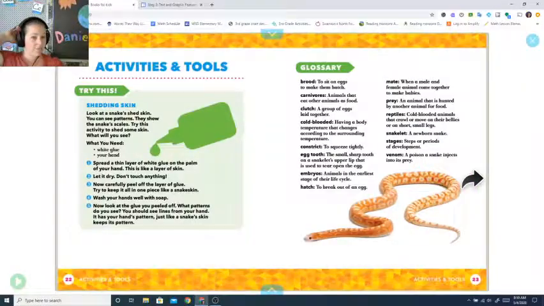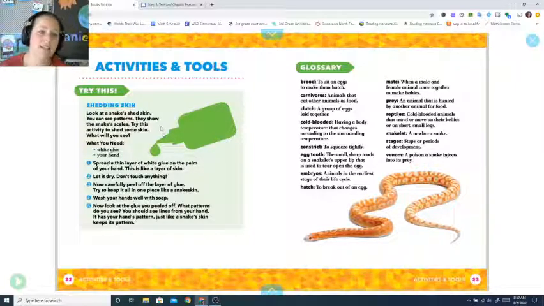Okay, so the very last part that we have here is an activity that you could do. And if you would like, you can do this at home. You would need glue and your hands. So if you have white glue like Elmer's glue or something like that, you could definitely do this at home. This is just a fun extra activity if you'd like to do it.